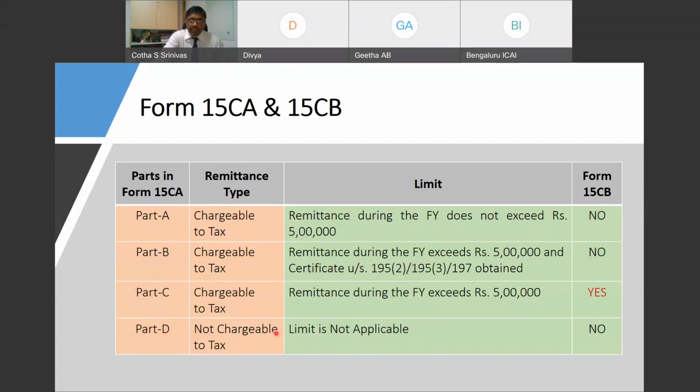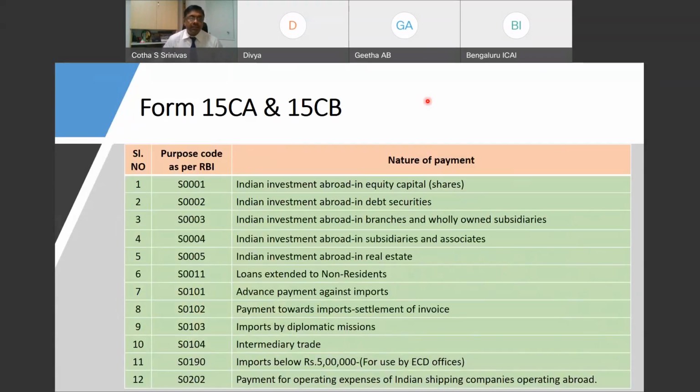Part D: not chargeable to tax, limit is not applicable. Form 15CB is also not applicable. Limit not applicable means whether it is less than 5 lakhs or more than 5 lakhs, even 50 lakhs, there is no limit. If it is not chargeable to tax, Part D has to be used. There is no need for Form 15CB. Then these are, as I said, the specified list. Almost 33 items are in the specified list that we can go through.